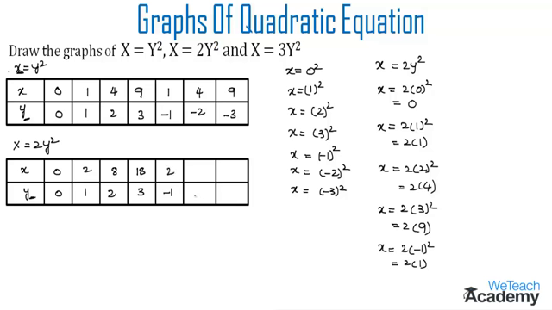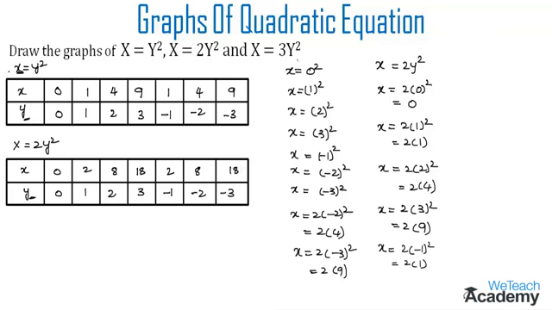Now let us consider the y value as minus 2. So we get x as 2 into minus 2 whole square. That implies we get 2 into 4. So we get 2 4 times as 8. Now let us take the value of y as minus 3. So we get x as 2 into minus 3 whole square. That implies 2 into 9. By multiplying 2 and 9, we get 18 as the value of x.